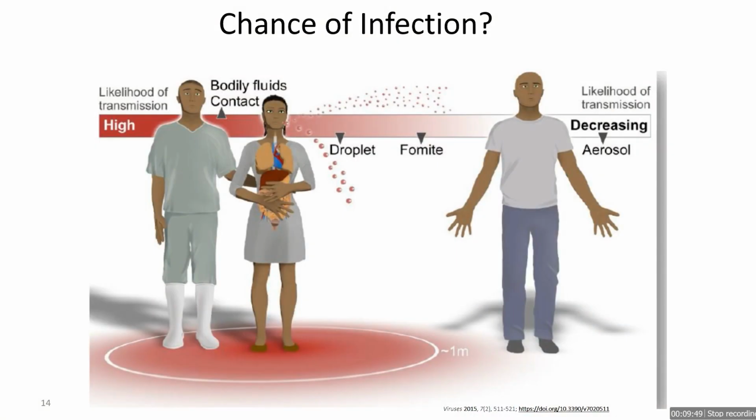This is then just a graph to show you the likelihood of transmission. If I stand next to a person that is breathing out these small particles, and in these small particles there are viruses or other bacteria, then your chance of getting disease is extremely high. But the further you are away from the person that is exhaling, you can see that there is a decreasing chance of actually getting infected.